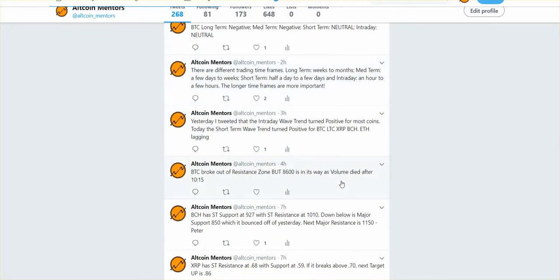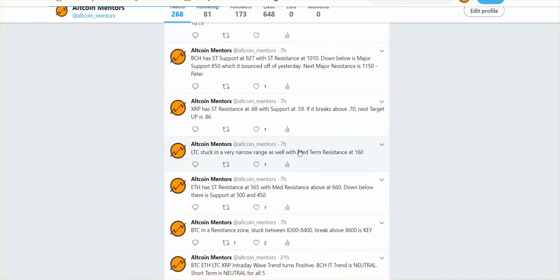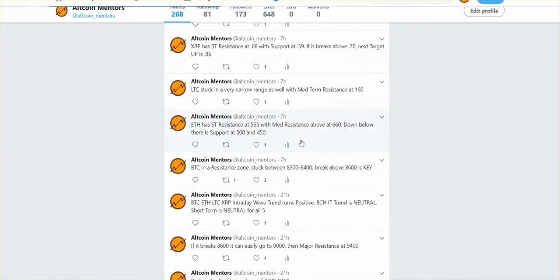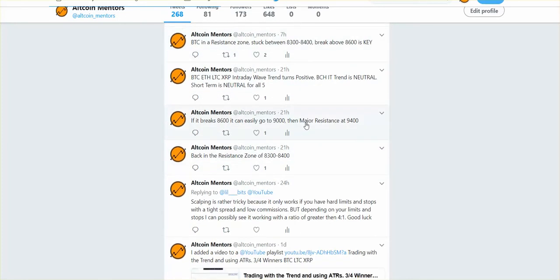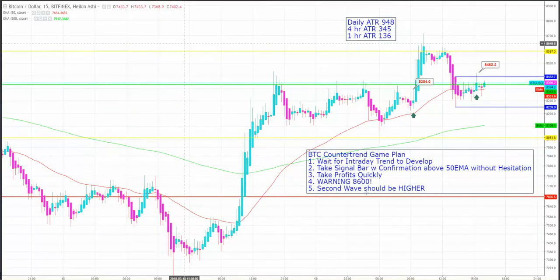The example is that 8,600 is a very important number. I had tweeted out way earlier this morning, and I even tweeted out yesterday, that before it can go up to 9,000, 9,400, it has to first break 8,600. So it has to get there first, and then it has to go forward. So if I am going to be taking positions to the upside, what am I looking for? Let's talk about it.